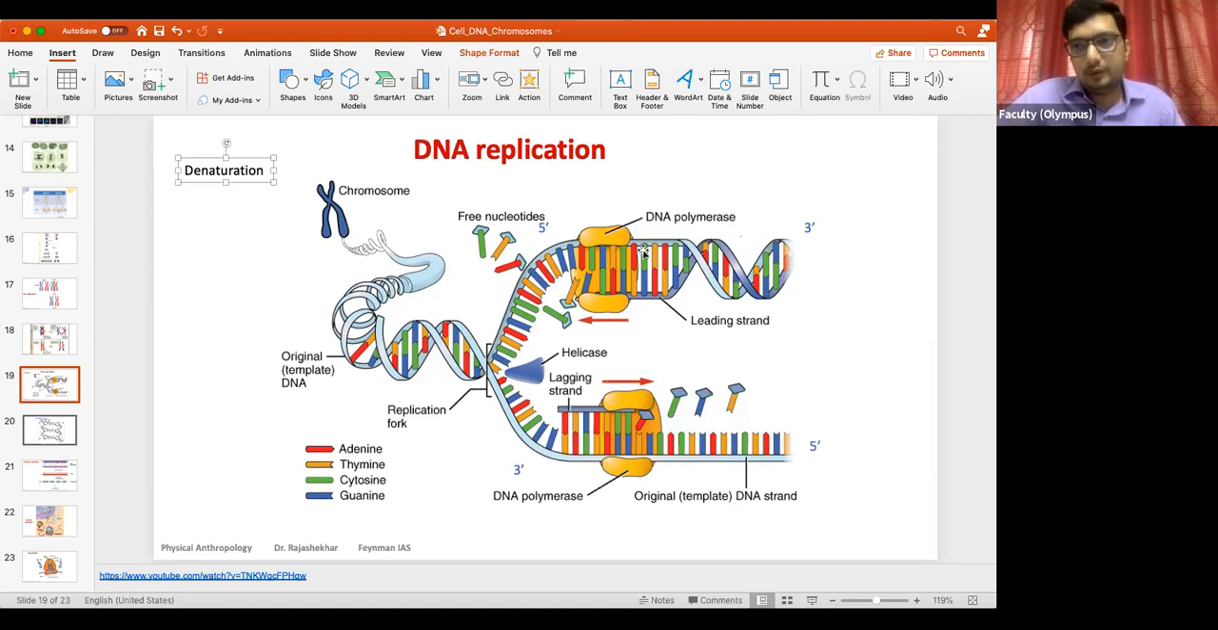In the next topic, we also learn about RNA polymerase. The enzyme that synthesizes RNA is called RNA polymerase. The enzyme that synthesizes DNA is called DNA polymerase. So this is a key enzyme. This is the most important enzyme for the DNA replication process.